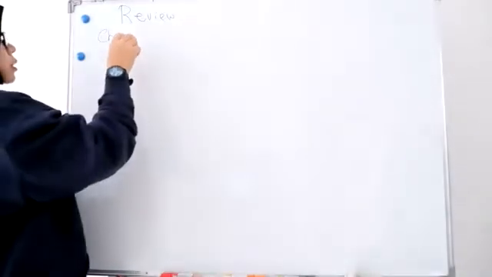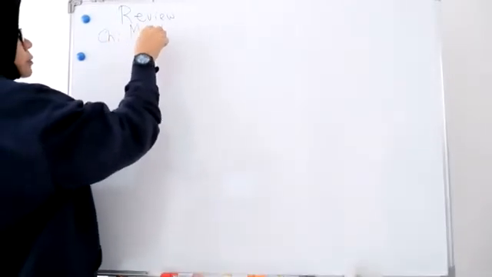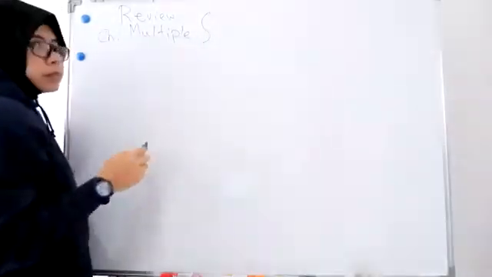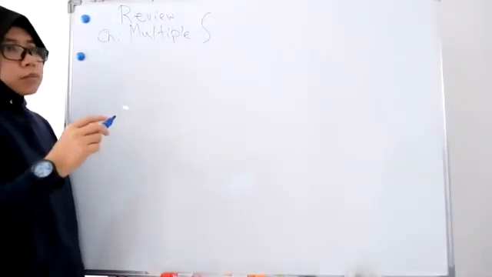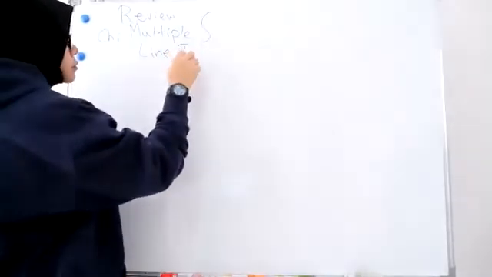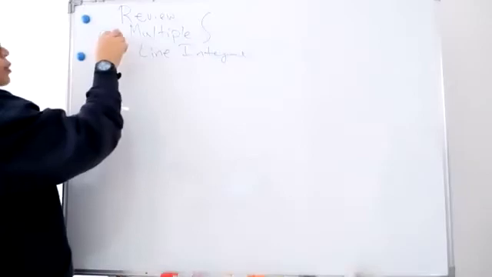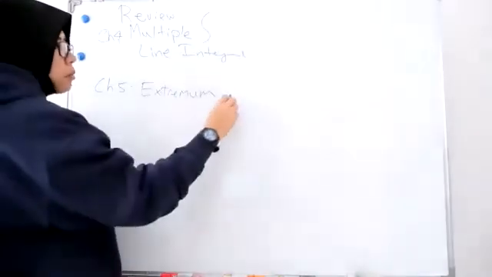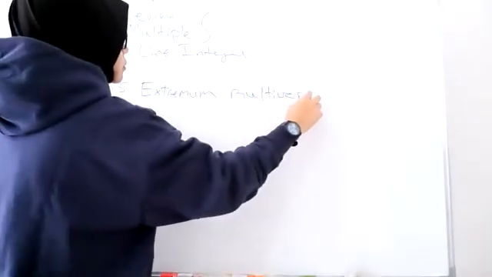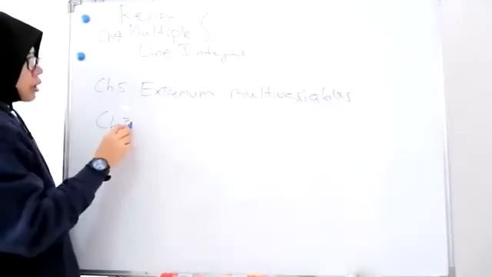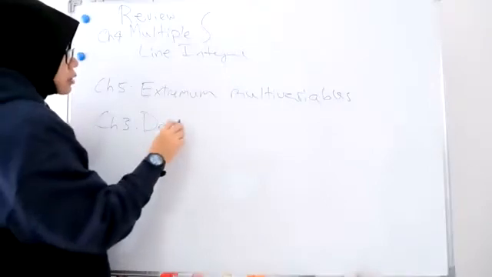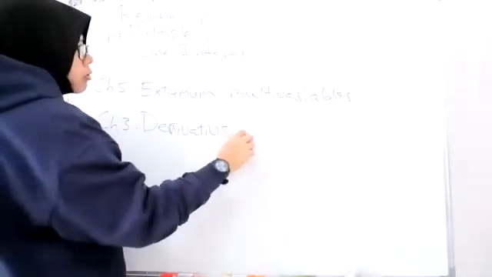Chapter 4 is multiple integration. So you can have double integration, triple integration, and also you have line integral. And then in chapter 5, you have extremum for multivariable. And then in chapter 3, you have derivatives for multivariables.